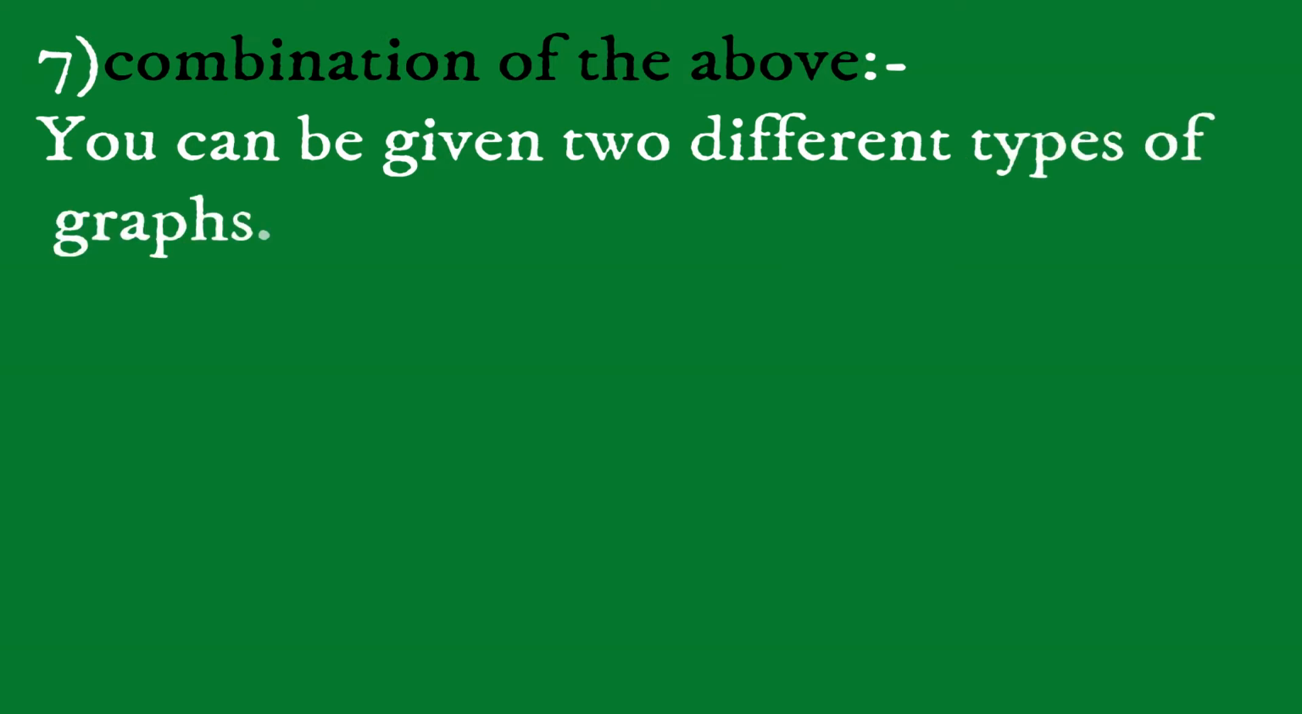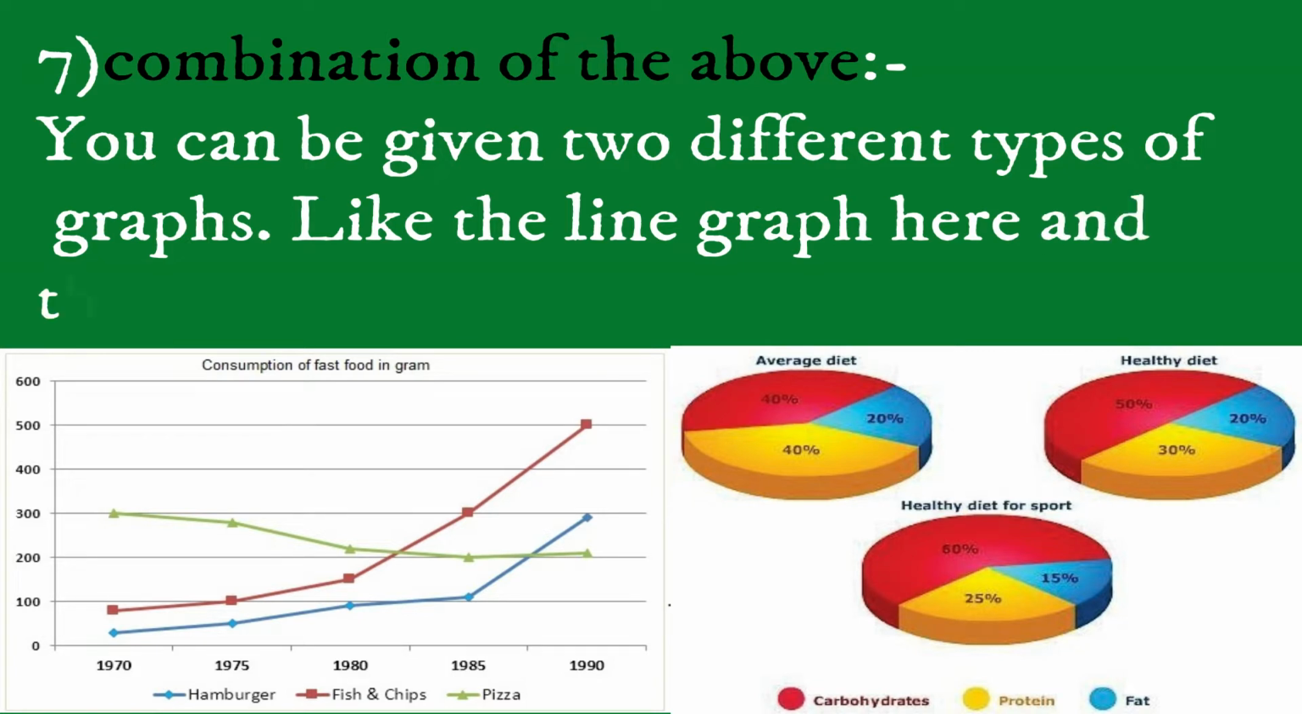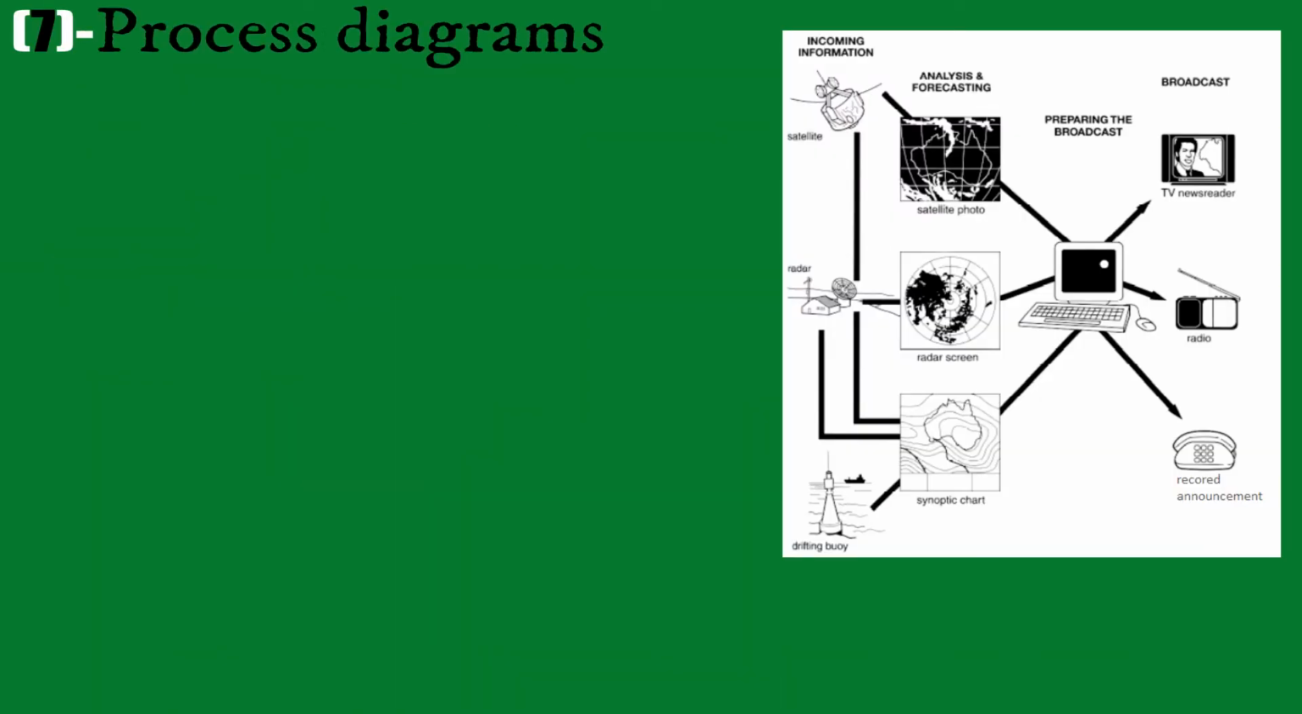Now, the next type is a combination of the above. In a combination, you can be given two different types of graph, like the line graph here and the pie chart here, and you will be asked to compare or analyze the data. Also, there is the process diagram.